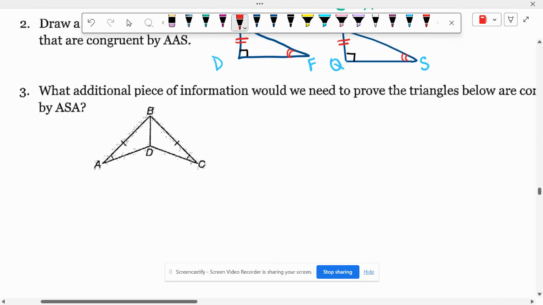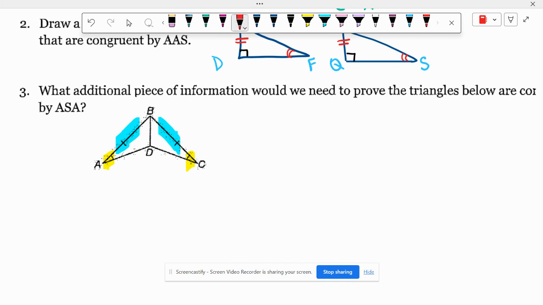So question number 3 says, what additional piece of information would we need to prove that the two triangles below are congruent by angle, side, angle? Well, I have a congruent angle and I have a congruent side. Remember that if I use angle, side, angle, the side has to be nestled in between the two angles. So what is the only other option that I have?